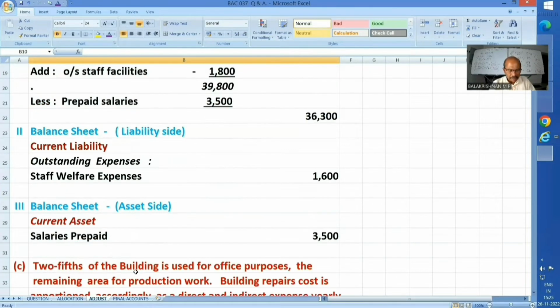In the balance sheet liability side, current liability, outstanding expenses, staff welfare expenses 1,600. Balance sheet asset side, current assets, salaries prepaid 3,500. So that double entry aspect is taken care of in respect of this adjustment.